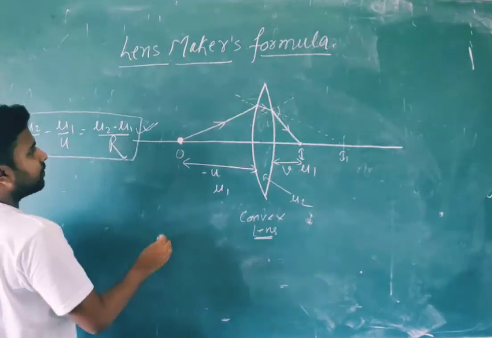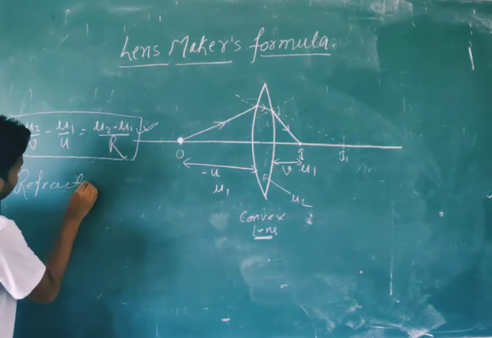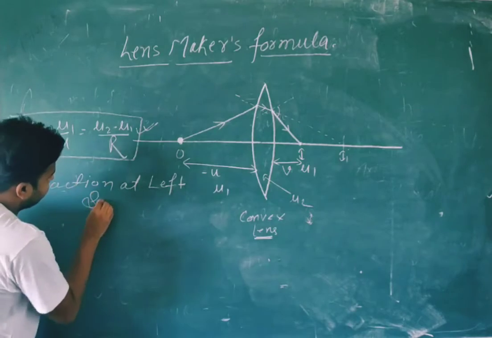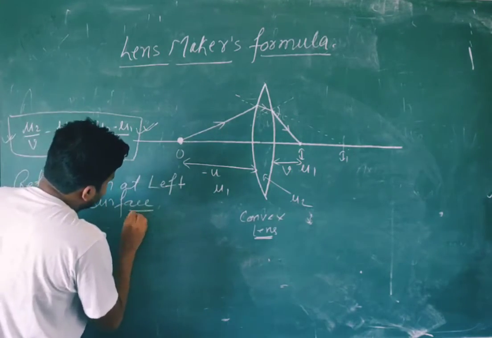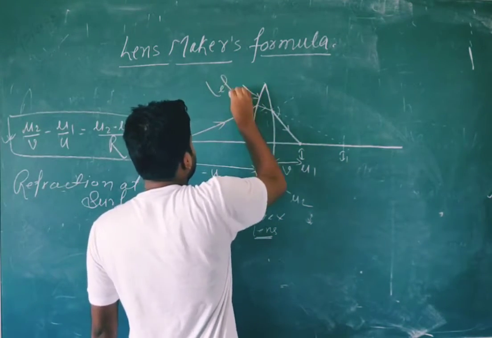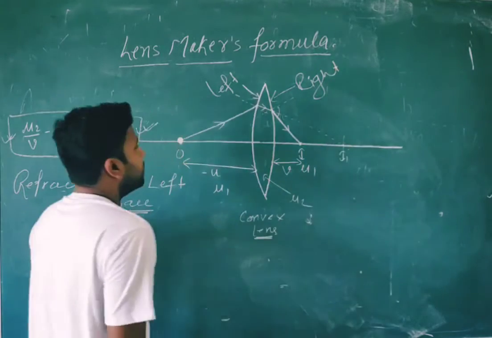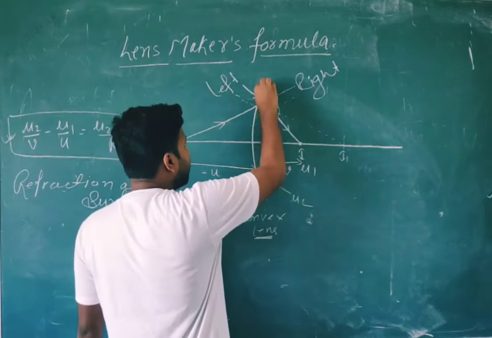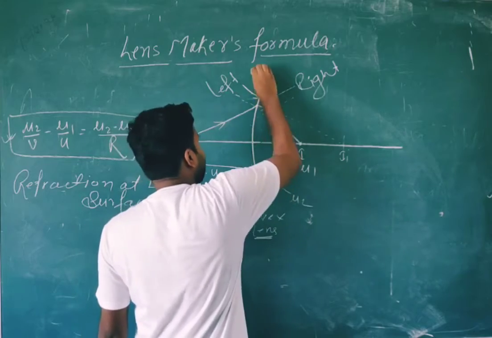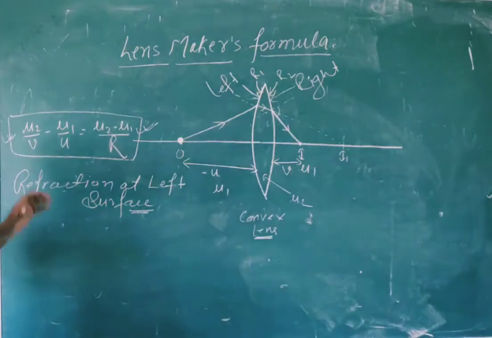Now first I am applying refraction at the left surface. This one is the left surface and this one is the right surface. I am assuming the radius of curvature of this surface is R1 and the radius of curvature of this surface is R2. We will use these concepts, that's why I am writing them.